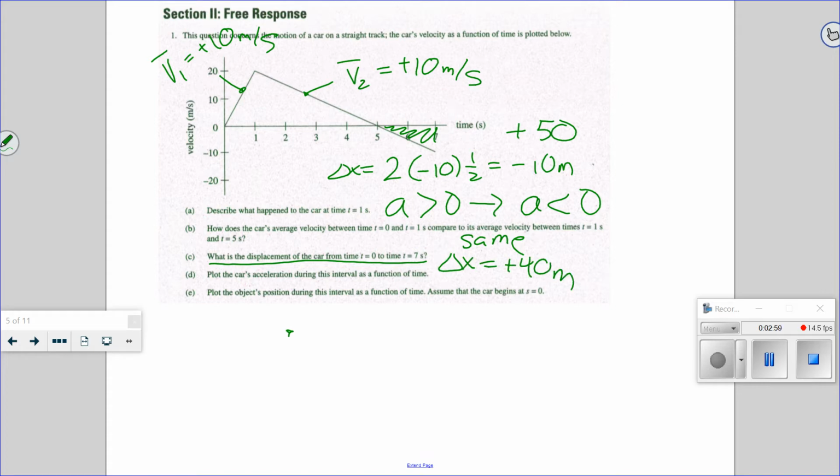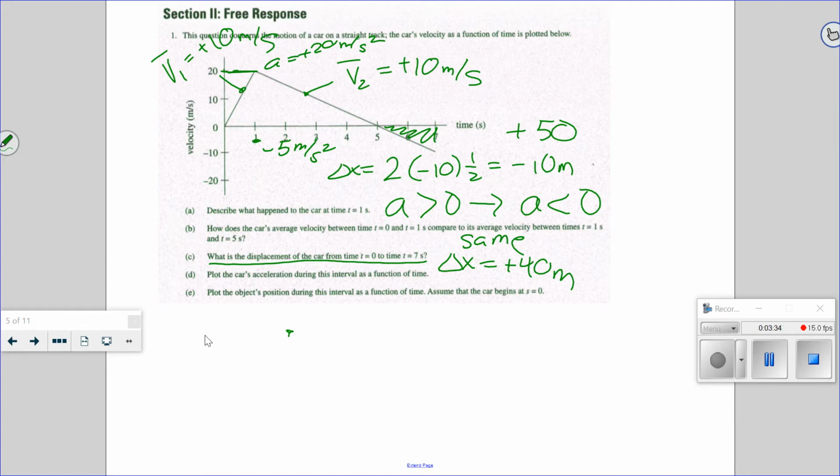Plot the acceleration as a function of time. That's where it's pretty simple. It's an increase of 20 meters per second over 1 second. So the acceleration should be like plus 20. And then it drops to negative over 1, 2, 3, 4 seconds. It drops back down. So it's negative 5, I think, meters per second squared. It would drop straight down.